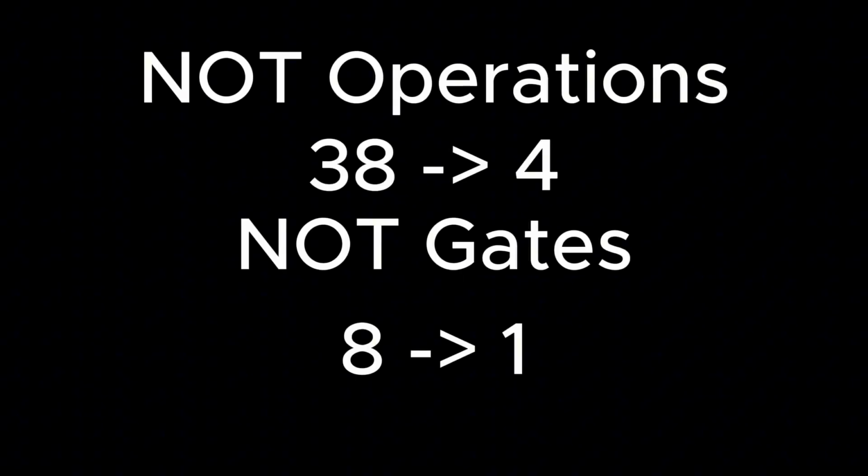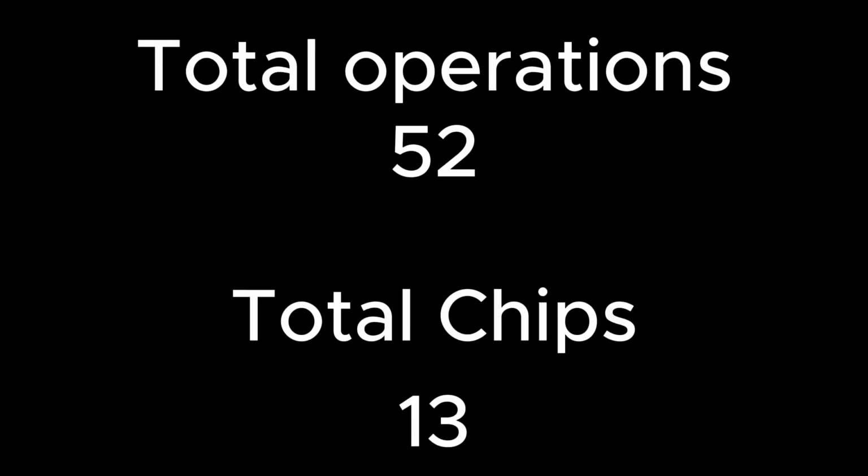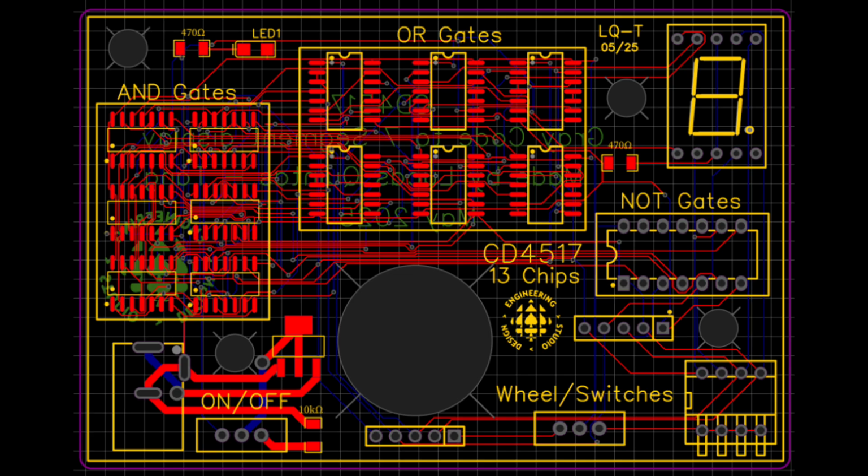This reduced the NOT operations from 38 to 4 and the number of NOT gates required from 8 to 1. And the exact same thing was done for all AND and OR operations, but on a much smaller scale. In the end, I was able to get the number of chips down to just 13, 6 OR, 6 AND, and 1 NOT chip. This was useful because gates cost money, and especially for big circuits or circuits that will be replicated many times, just a slight cost increase for a chip can quickly multiply.